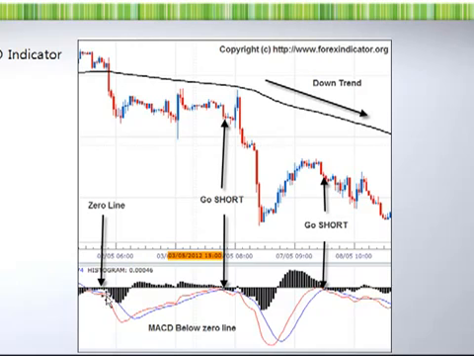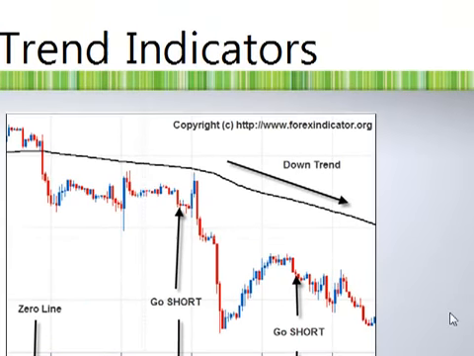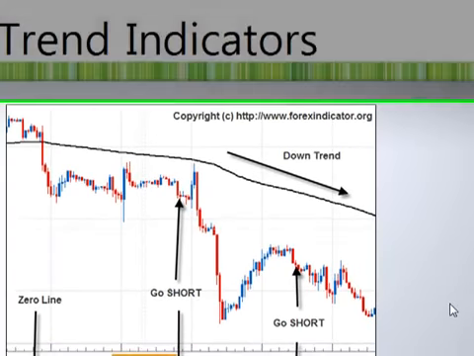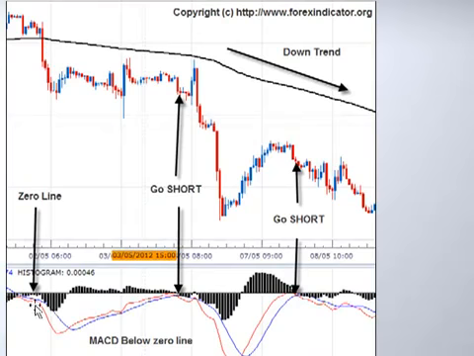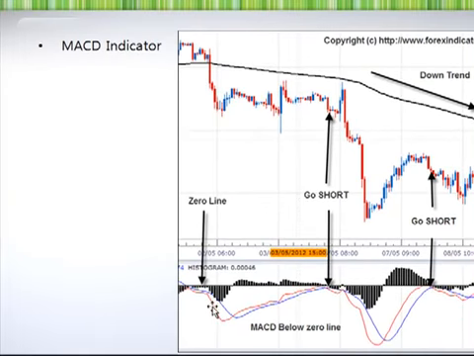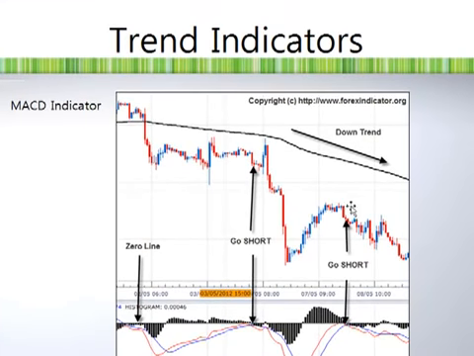If your MACD line is below this zero line in a downtrend, then you can trade using the MACD histogram flip. You can see that it's a downtrend. My line is below the 200 EMA. My line is below the zero line. You can see that whenever the MACD flips, you enter a trade. You can see after that the price moves down, and you make a profit. So as you see, you move out again, and it flips again. You enter here, you are making profit again.